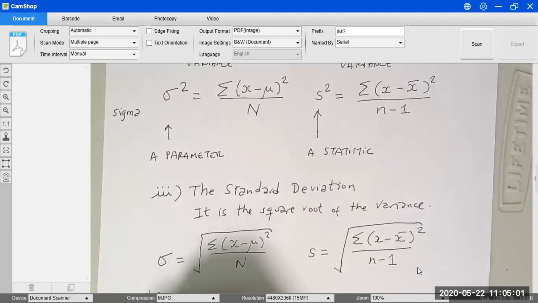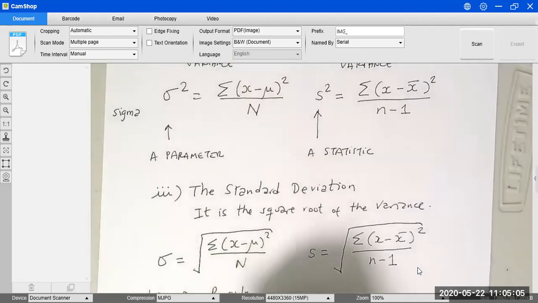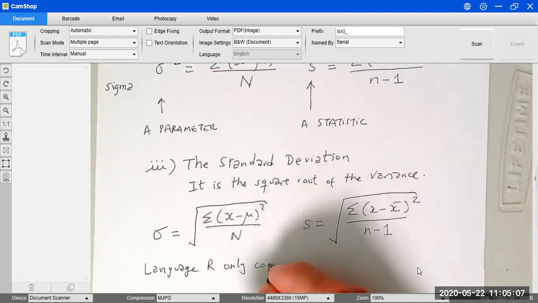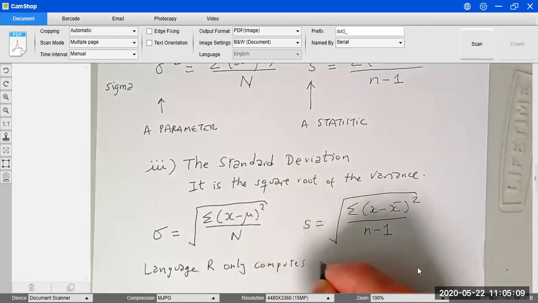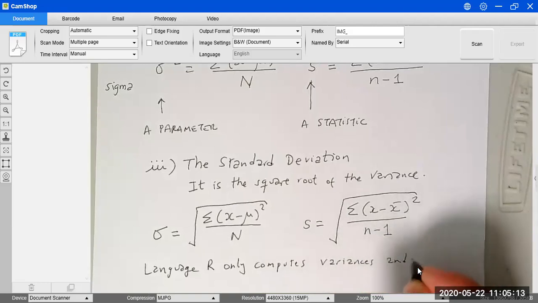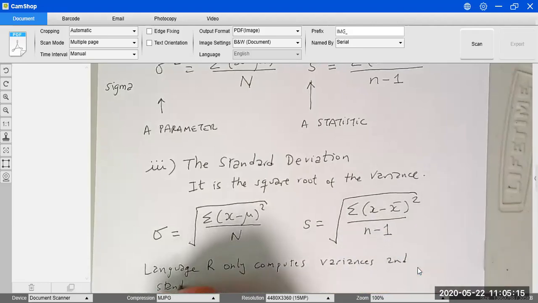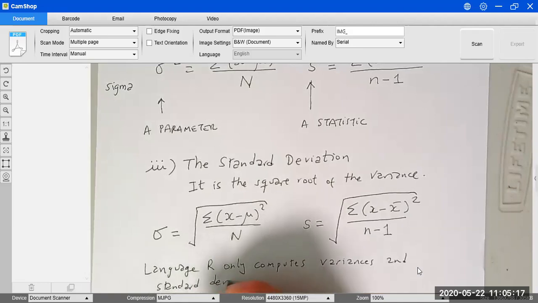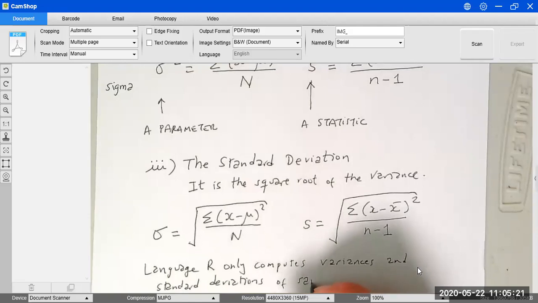The language R only computes variances and standard deviations of samples. So this is important.